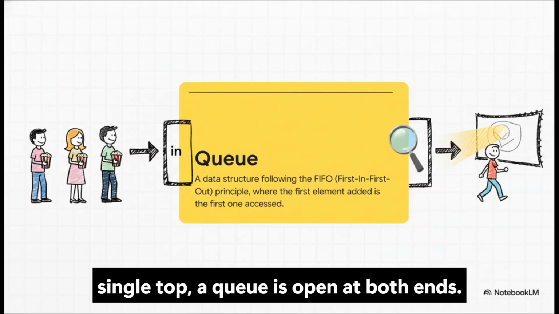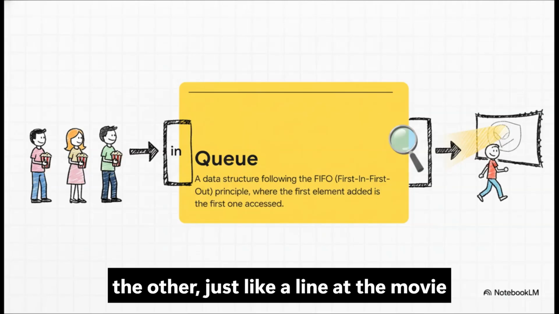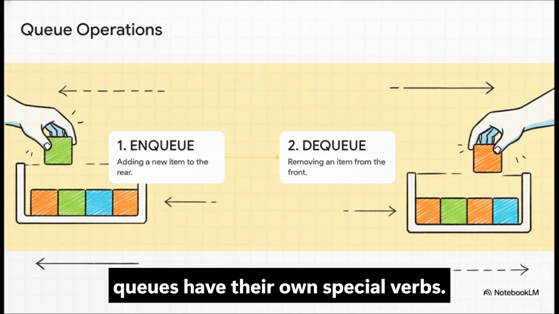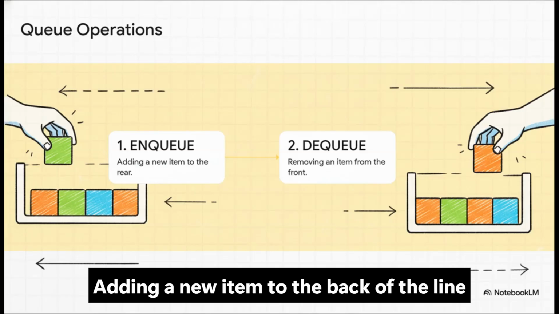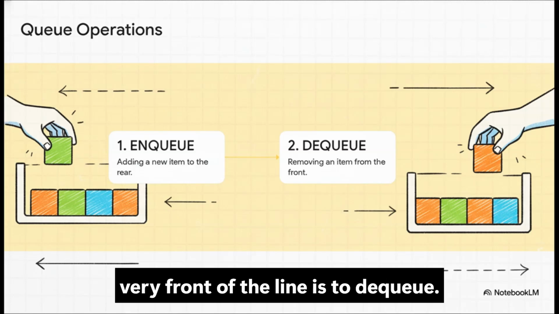Unlike a stack with its one single top, a queue is open at both ends. You add to one end and you remove from the other, just like a line at the movie theater. And just like the stack, queues have their own special verbs. Adding a new item to the back of the line is to enqueue, and removing an item from the very front of the line is to dequeue.